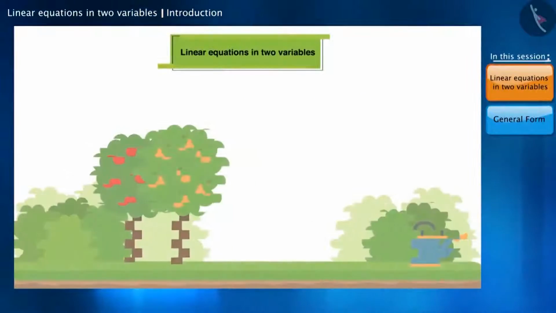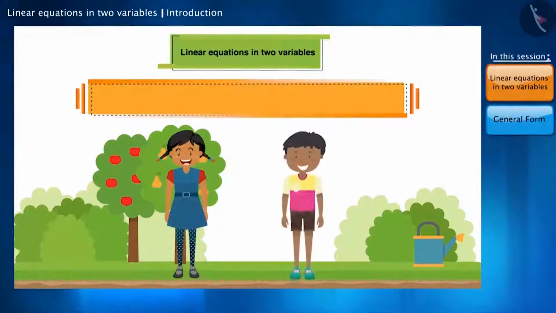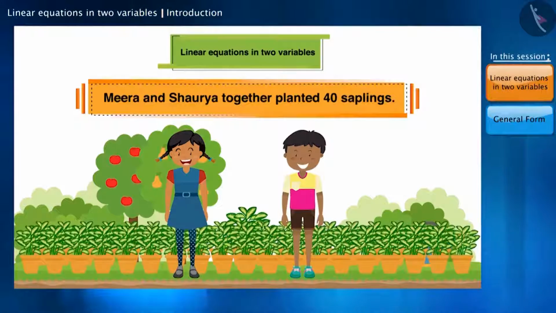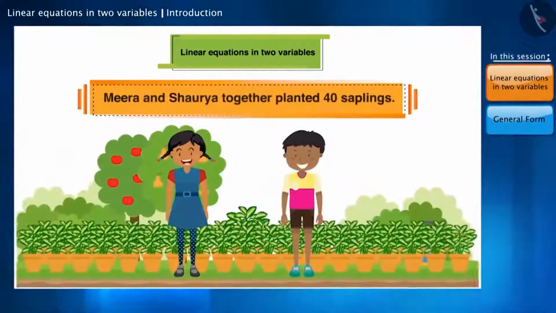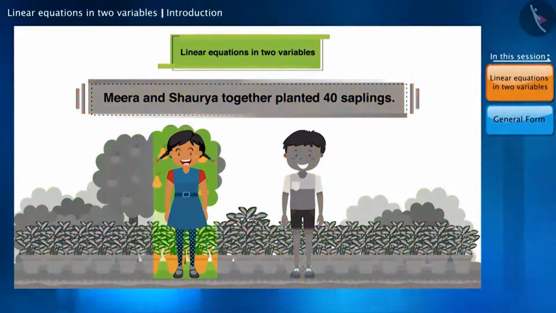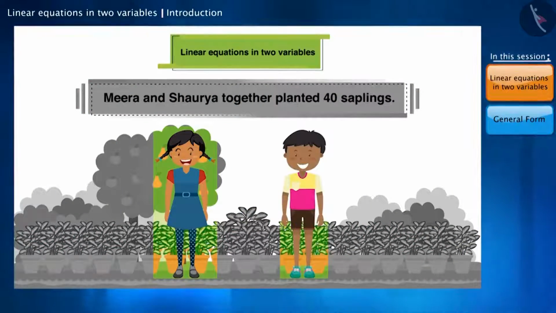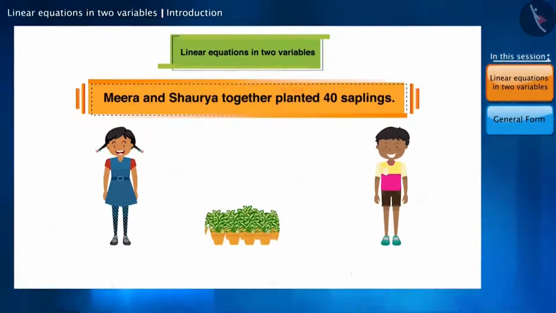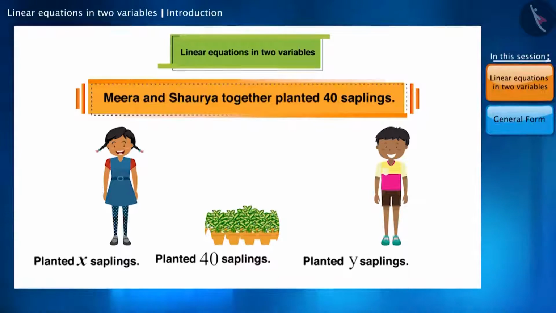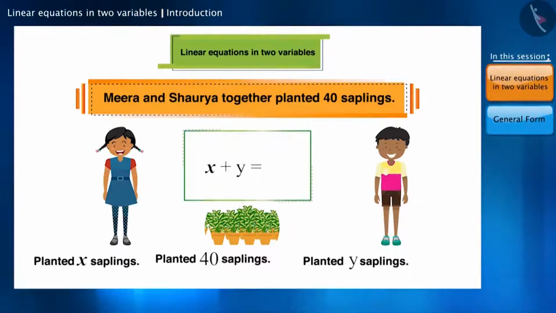Let's try to understand this with an example. Meera and Shaurya together planted 40 saplings. Can we write this in the form of an equation? Yes. Let's see how. We don't know how many plants Meera and Shaurya planted individually, but together they planted 40 saplings. Suppose Meera planted X saplings and Shaurya planted Y saplings. Together, they planted 40 saplings. So, we get X plus Y is equal to 40.